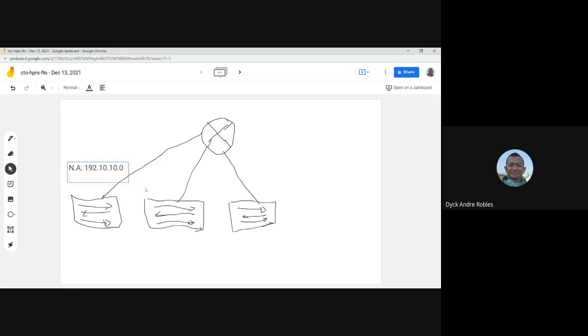And what is our broadcast address? 192.10.10. What is the total number of IP addresses in our problem? Who remembers earlier? 240, sir? Total number of IP addresses in our problem. Total number of hosts.